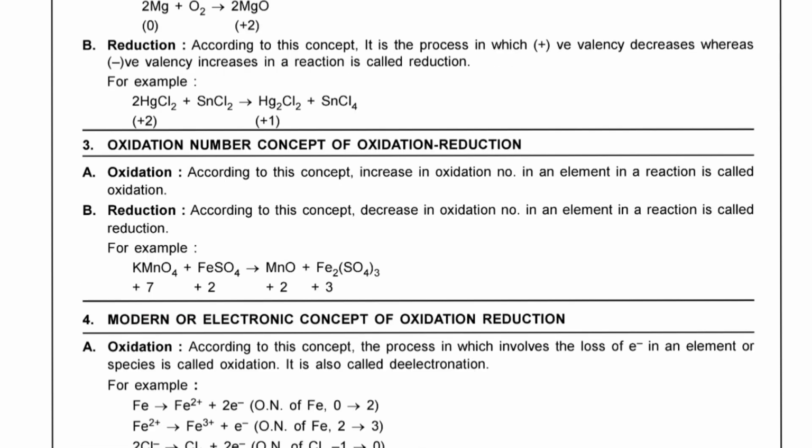Oxidation number concept of oxidation reduction. According to this concept, if the oxidation number of an element increases, this is called oxidation. If the oxidation number decreases, then it is reduction. You can see here manganese goes from 7 to 2, and this is reduction. And iron goes from 2 to 3, this is oxidation.